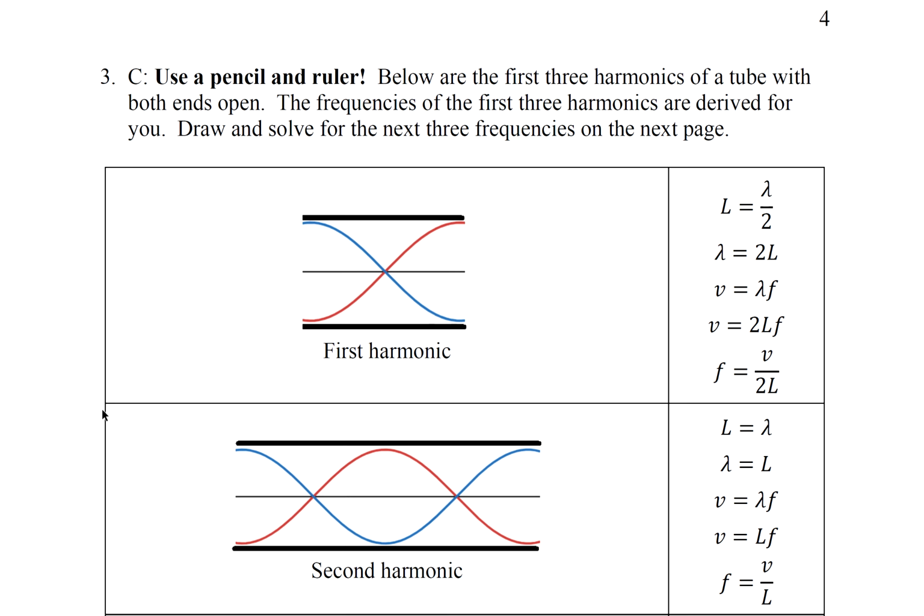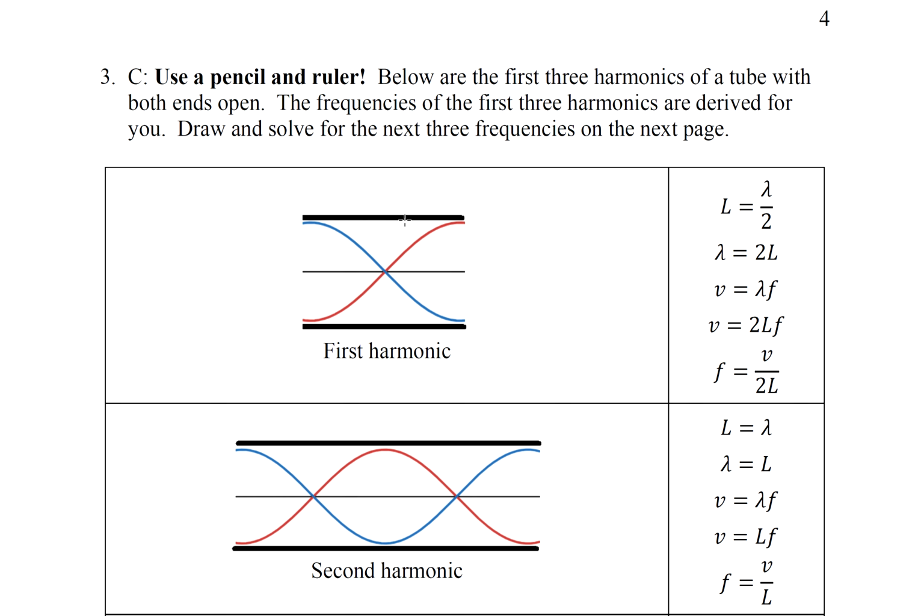Part C. Below are the first 3 harmonics of a tube with both ends open. The frequency of the first three harmonics are derived for you. Draw and solve for the next three frequencies on the next page. So this is what we call the first harmonic of an open tube. Both ends open. So remember, if it's an open tube, we have an antinode next to the open end.